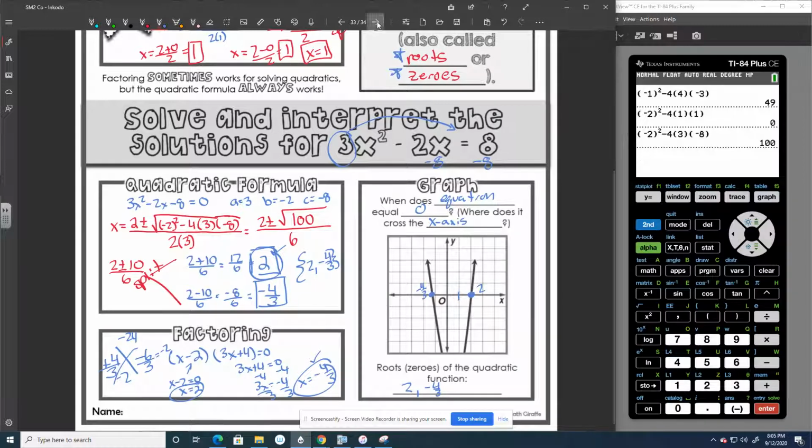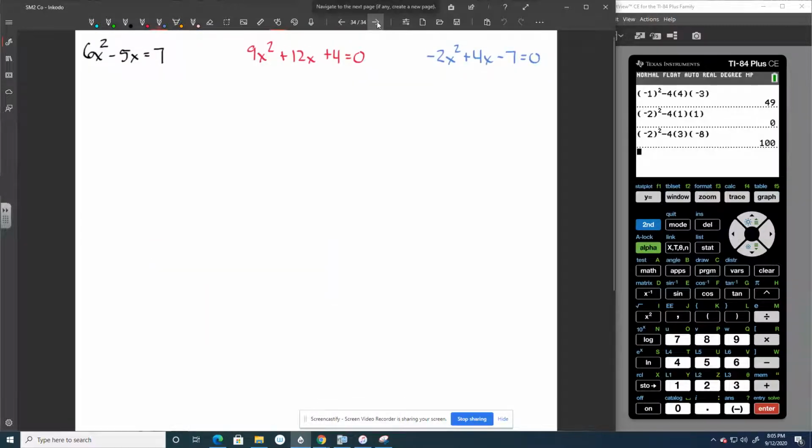All right. Okay, a couple more examples. And we'll get a little bit more room here to write. You're welcome to use another piece of paper. It wouldn't hurt to have these examples in your notes. 6x squared minus 5x equals 7. It needs to equal 0. So I'm going to minus 7 from both sides. So I get 6x squared minus 5x minus 7 equals 0.